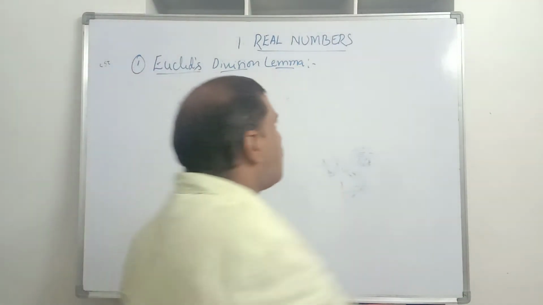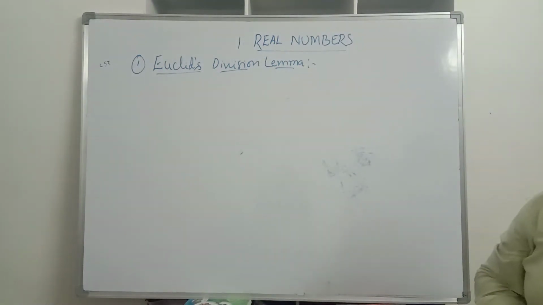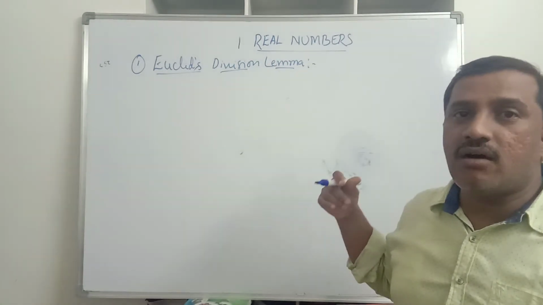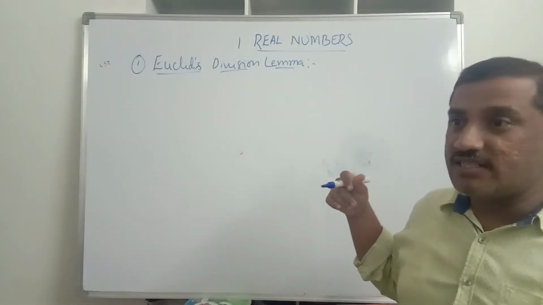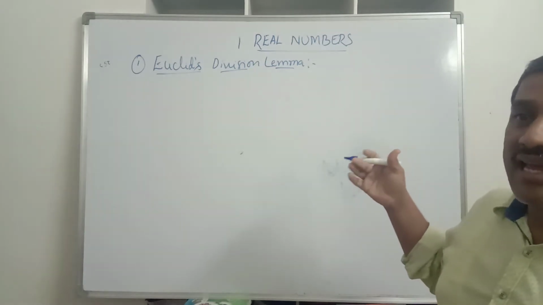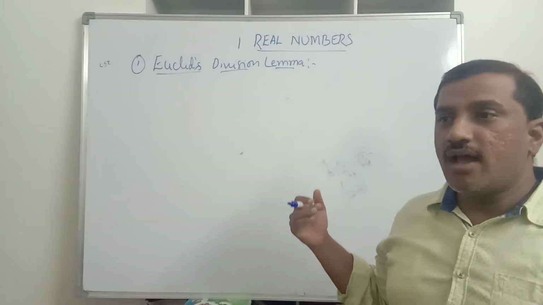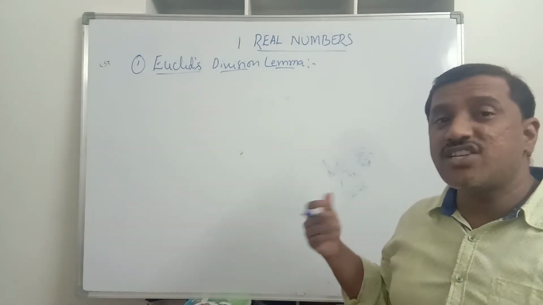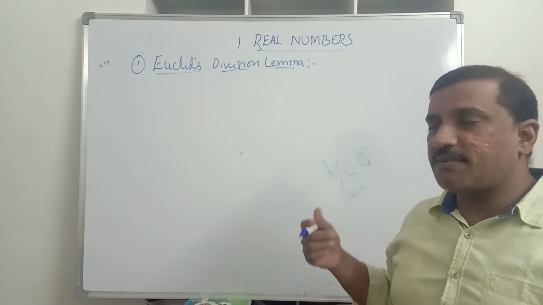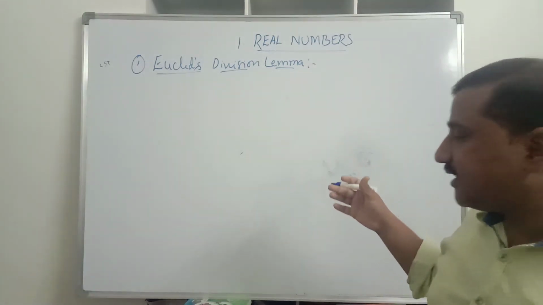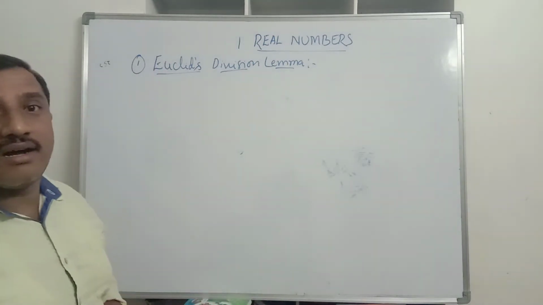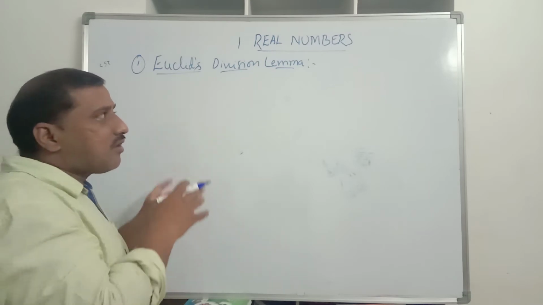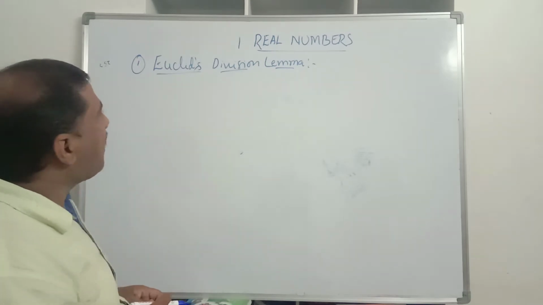The other topic is the fundamental theorem of arithmetic. Then the third one is revisiting irrational numbers, that is proving irrationality of numbers. The last topic is revisiting rational numbers and their decimal expansion. Decimal expansion is about whether the decimal is a terminating decimal or a non-terminating decimal. Those are the topics we will study in this chapter, Real Numbers.